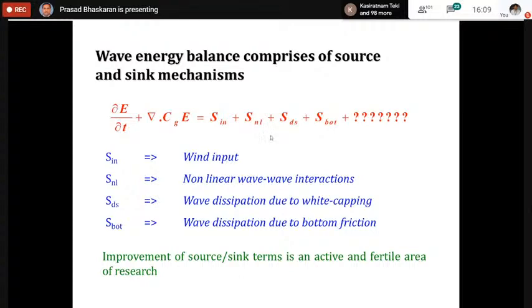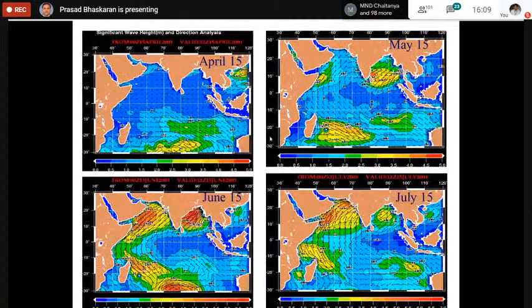Improvement of these terms is a very active area of research. So young researchers should think about how we can come up with a better formula. Today we already have formulas, but there is scope for improvement. We have to see how we can come up with better formulations so that you can add new knowledge to the subject. Now this is how a figure looks.